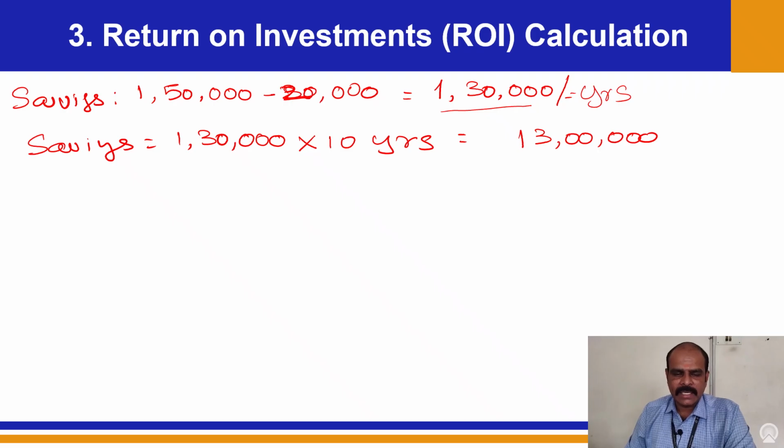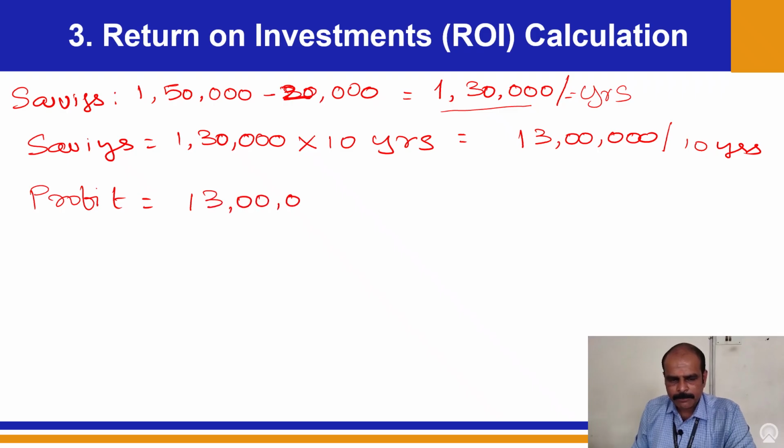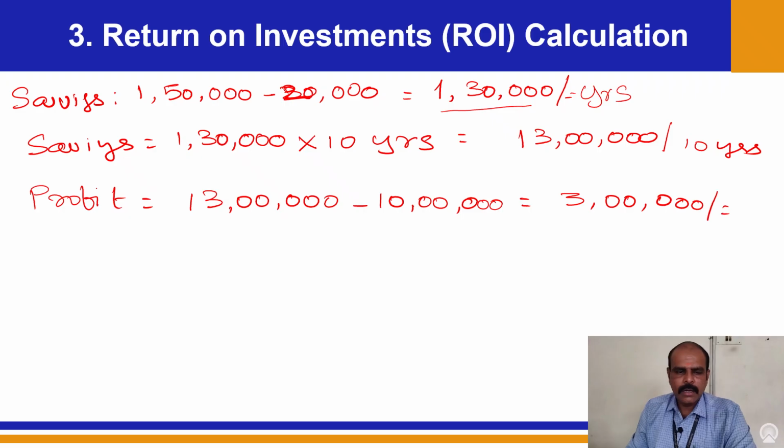Now for 10 years when we multiply it, we get this as the total. This is for 10 years. Now how we will solve is the net profit. The profit we gain is 13 lakhs and the investment cost is 10 lakhs for the refrigerator. So the final net saving is going to be 3 lakhs. So this is the net profit.